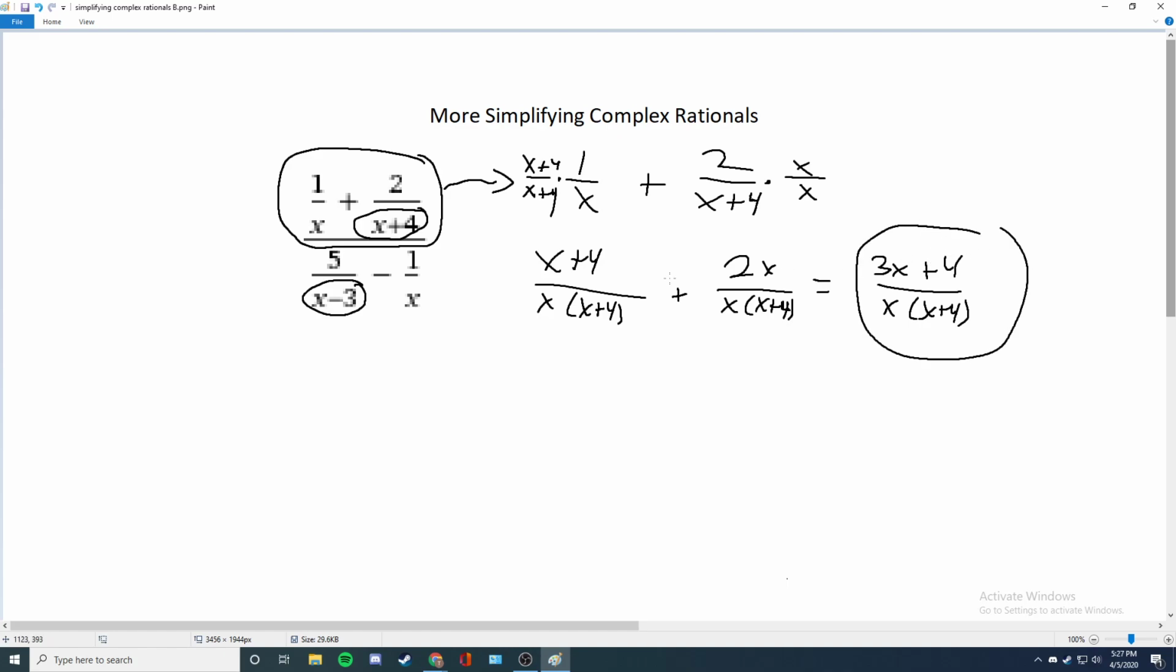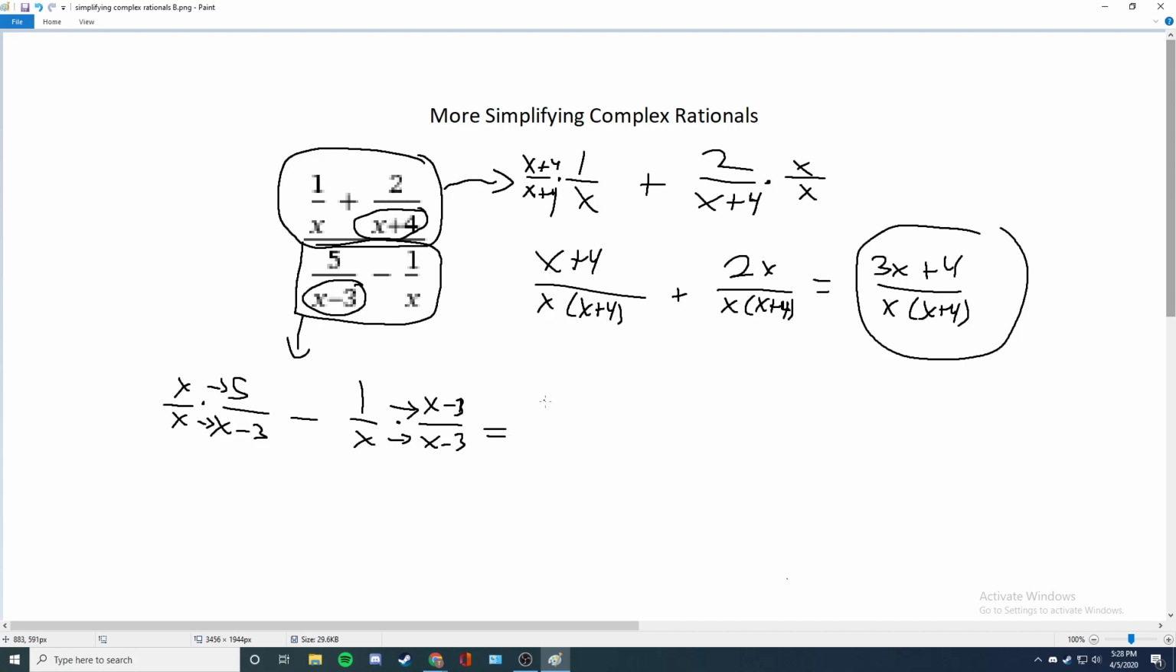And this is the numerator. So now we can move on to the denominator here and do the same process. So 5 over x minus 3 minus 1 over x. We'll take that x and multiply it to the first term, and then we'll take the x minus 3 and do the same thing. So once again, we'll multiply across on the top and bottom of both of these terms. So we get 5x over x times x minus 3 minus x minus 3 over x times x minus 3.